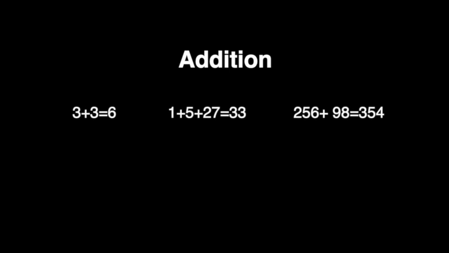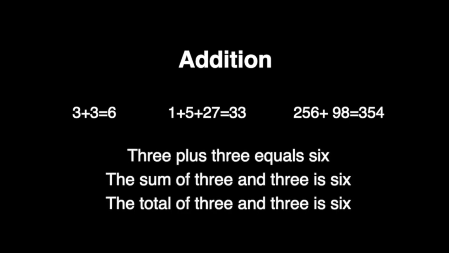Addition is putting 2 or more numbers together. For example, 3 plus 3 equals 6, 1 plus 5 plus 27 equals 33, 256 plus 98 equals 354. We can say 3 plus 3 equals 6. The sum of 3 and 3 is 6. The total of 3 and 3 is 6.